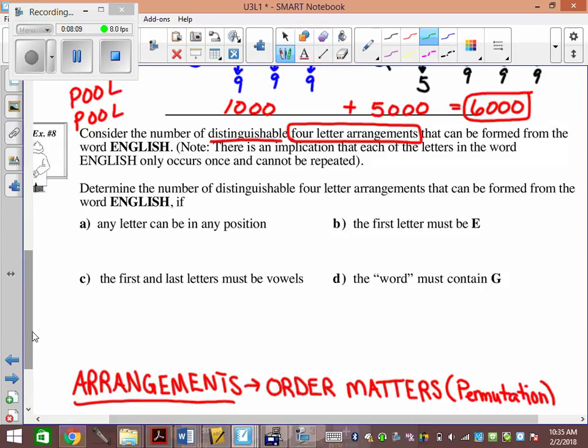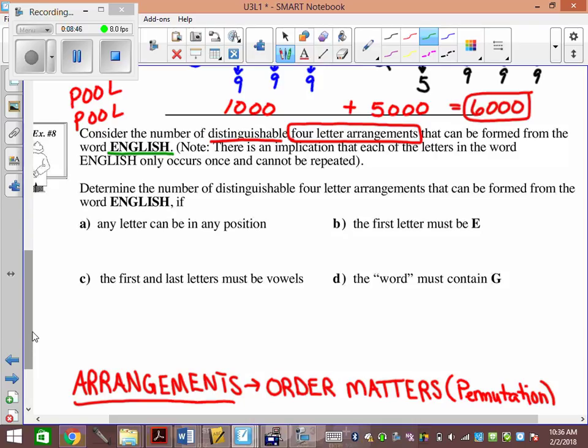Okay? So, consider the number of distinguishable 4-letter arrangements that can be formed from the word English. Now, it's not going to say no repetition. It's from the word English. You have the word, so whenever it gives you a word, pretend that word is on little pieces of paper, okay? There's an E on a piece of paper, an N, a G, an L, an I, an S, and an H on a piece of paper, right? Can we make more paper? No, we have the word English. English has 1 E, 1 N, 1 G, 1 L, 1 I, 1 S, 1 H, okay? That's what we're dealing with.